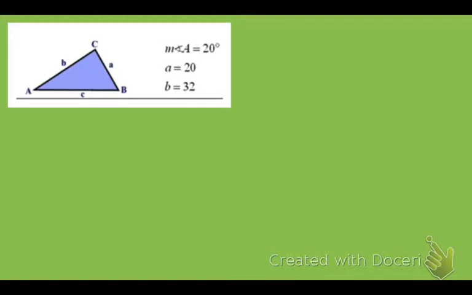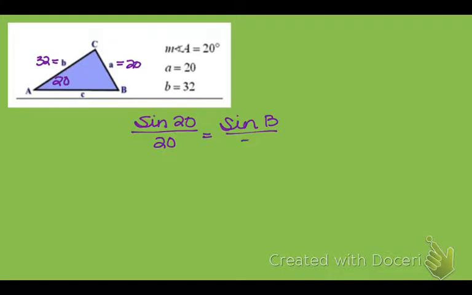So for this triangle, the measure of angle A is given as 20 degrees, so I can start setting up and labeling this triangle. A is 20. If they hadn't given me that picture, I would know they were opposite of each other because they're the same letter. And then B is 32. So the sine relationship here would be sine of 20 over 20 is equal to sine of B over 32.